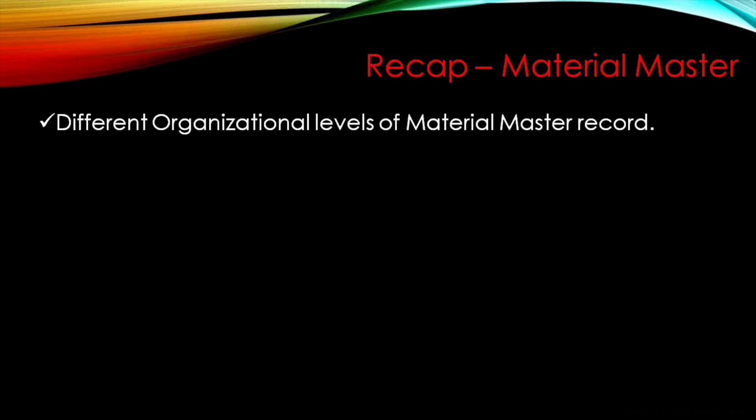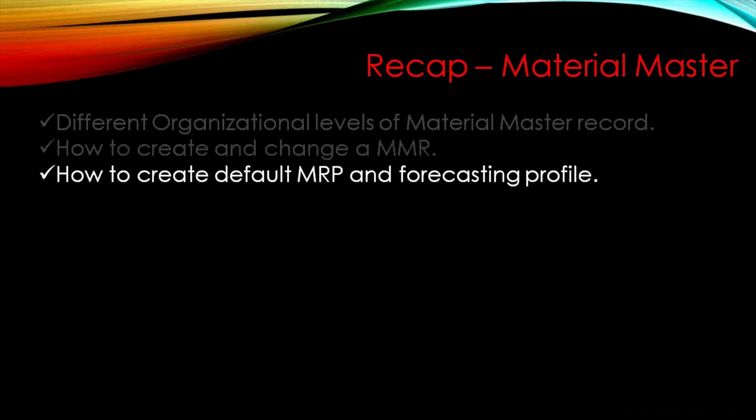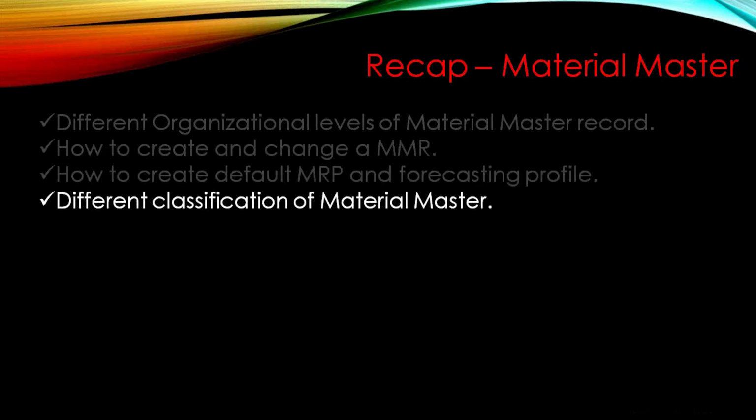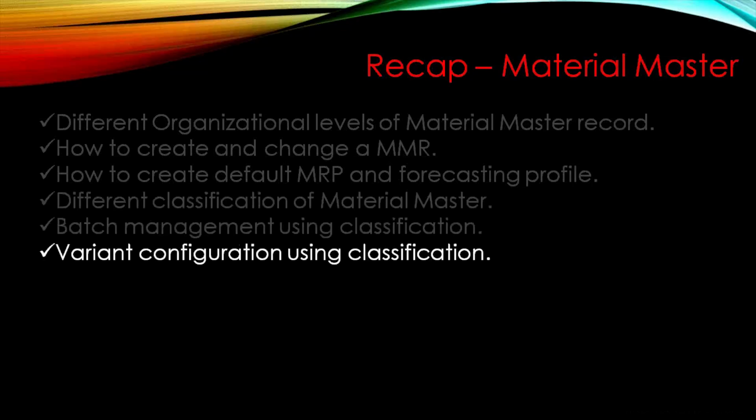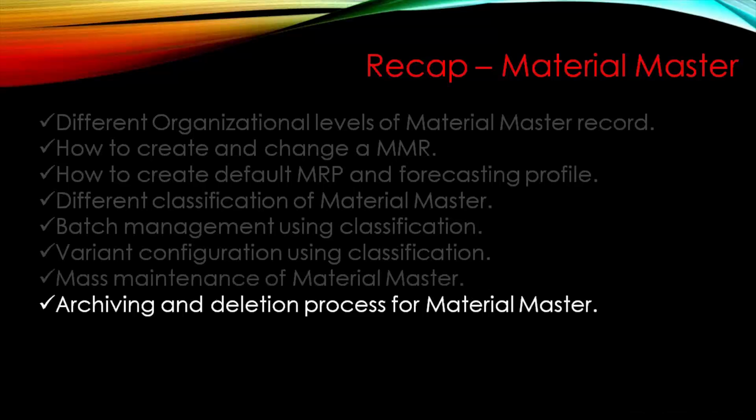So that's all for Material Master today. Now we'll do a recap of what we have seen today in this training. For Material Master, we have seen the different org levels that we maintain for a Material Master record, and how to create and change a Material Master record, and how to create default MRP and forecasting profiles. Now we know the different classifications of a material, how classification works and its purpose, batch management using classification, and variant configuration using classification. We also saw mass maintenance of Material Master using the MM17 transaction, where you can change thousands of records in one go, and the archiving and deletion process for the Material Master. So this is the recap of today's class.